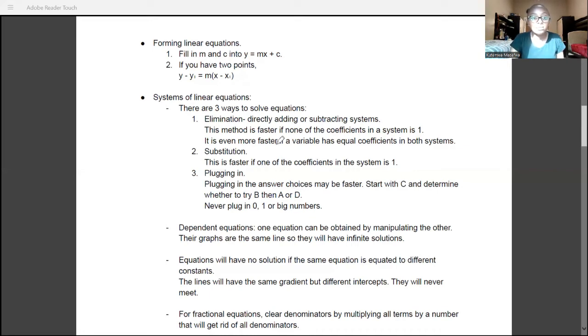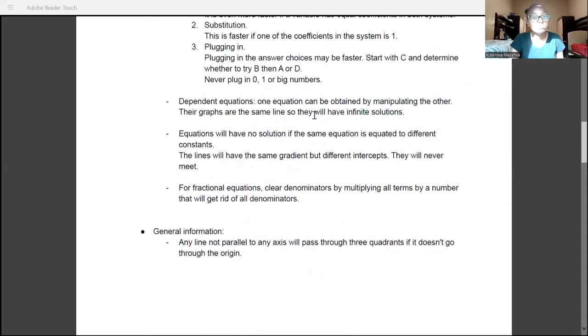Okay. Then there are types of equations that you have to familiarize yourself with when you're dealing with systems. So you can have dependent equations. Equations are called dependent if one equation can be obtained by manipulating the other. Let's say you have x plus y is equal to 2, and you have 2x plus 2y is equal to 4. So you got the second equation just by multiplying the first by 2.